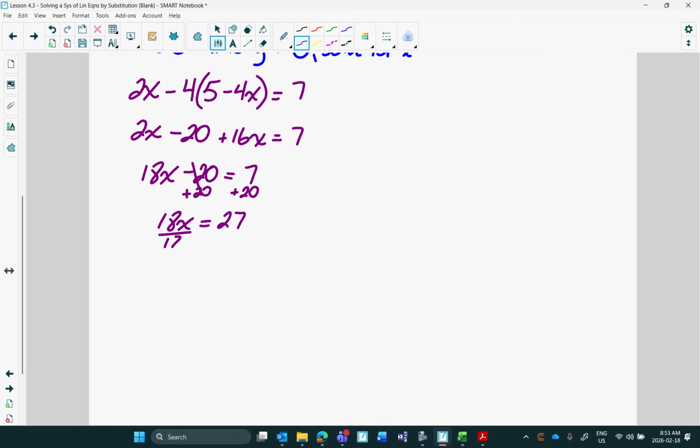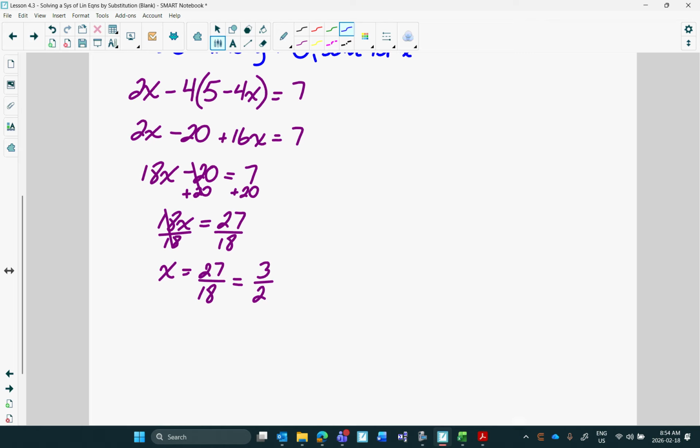Divide both sides by 18. Do not go to decimal. Leave it as a fraction, but this one can be reduced. 3/2. So we found x. It's 3/2 or 1.5. Okay? What do I do now?